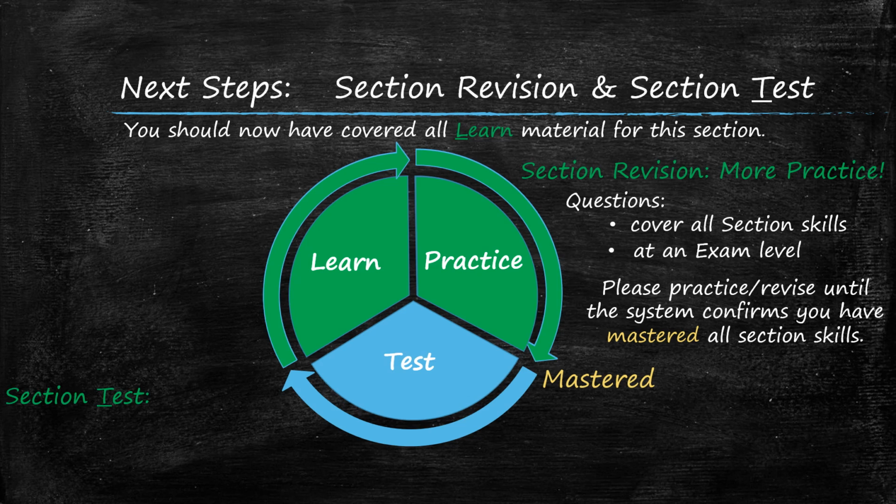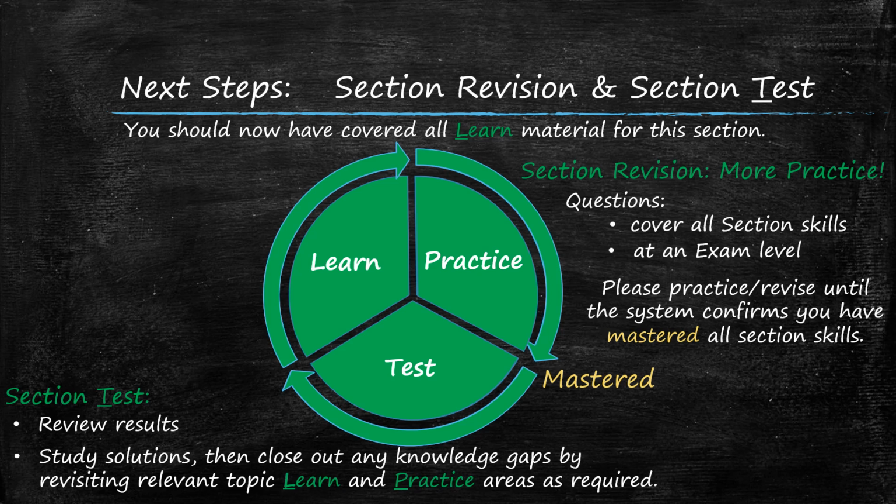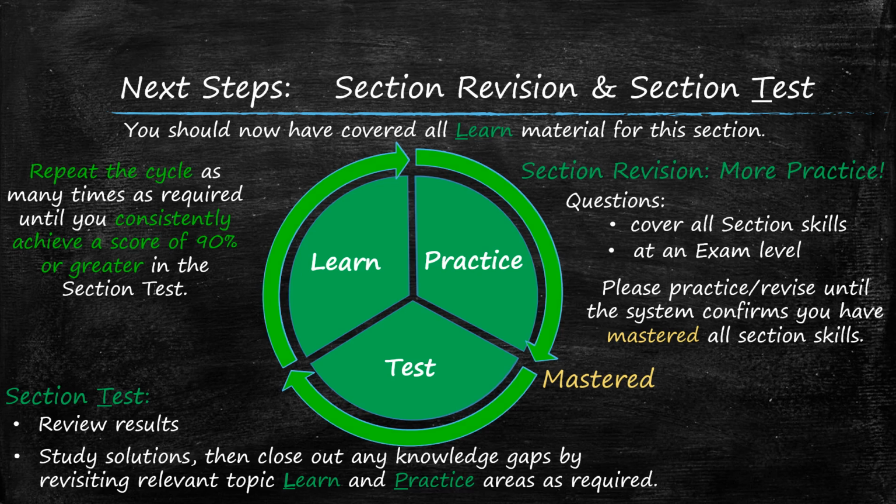So please take the section test, and once you've taken the test, your test will be immediately marked and graded, and you will then be able to review the results of the test. You can step through all the questions that were presented in the test, and full work solutions will be presented. You should study solutions for any questions that you happen to get wrong, and close out any knowledge gaps by revisiting the relevant topics learned in practice areas as required. Once you feel you're ready, you should come back and take the section test again. You should repeat this cycle as many times as required until you consistently achieve a score of 90% or greater in the section test.